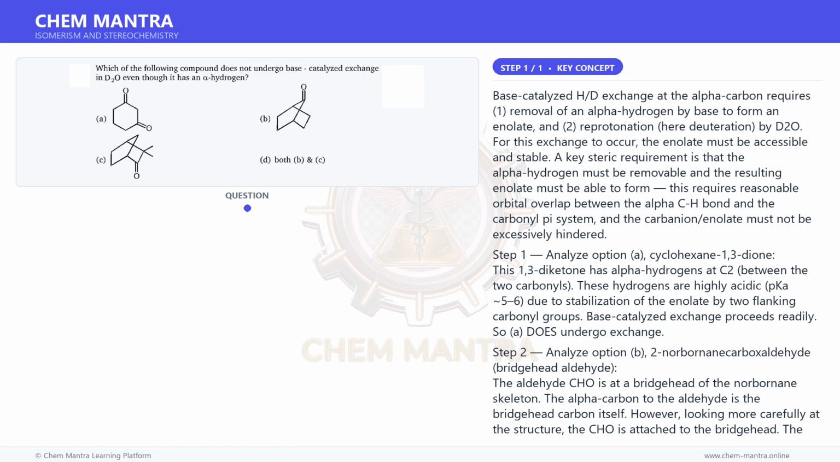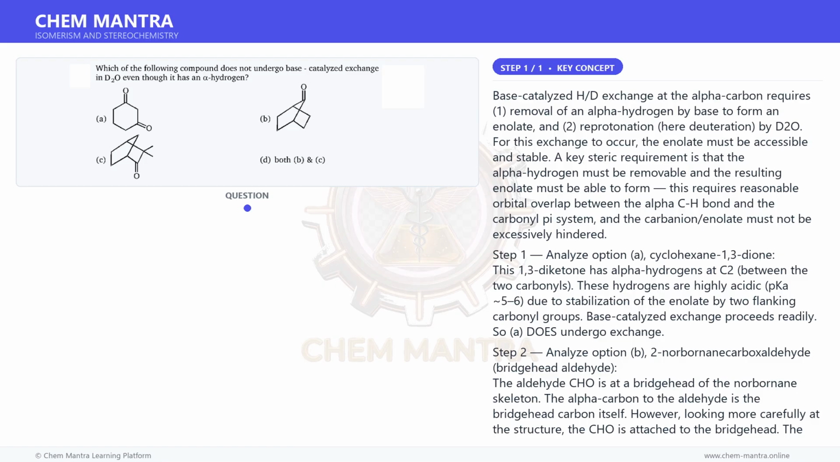A key steric requirement is that the alpha hydrogen must be removable and the resulting enolate must be able to form. This requires reasonable orbital overlap between the alpha C-H bond and the carbonyl pi system, and the carbanion enolate must not be excessively hindered.